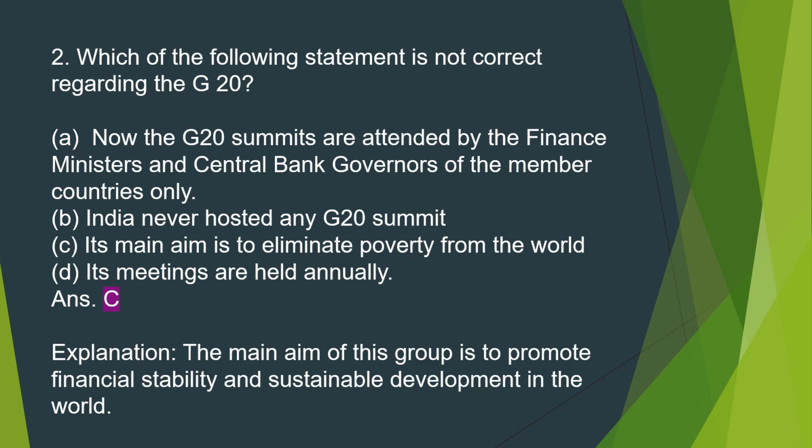The main focus and the main agenda of G20 is to eliminate poverty from the world. Be it any country or nation, the G20 group has that focus. Obviously, it can't be removed just like that, so it has to be eliminated first and then removed further. The main aim of this group is to promote financial stability and sustainable development in the whole wide world.